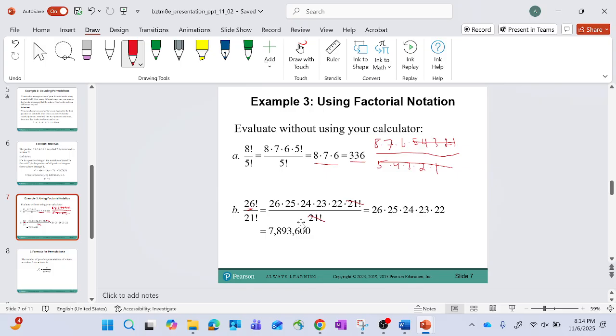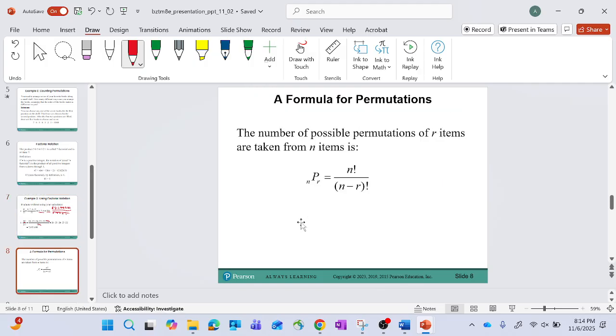8 factorial over 5 factorial is every number after 5 up to 8, so 6, 7, 8. Because everything from 5 down is just going to cancel each other out. Kind of make sense? Everyone else, are we okay?